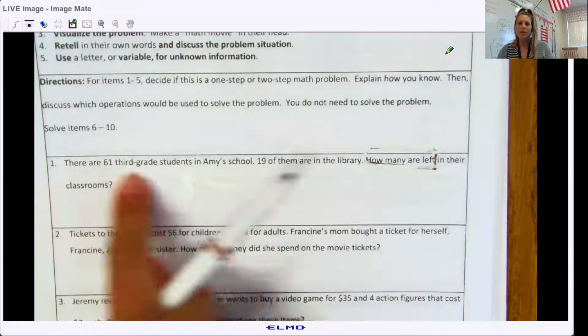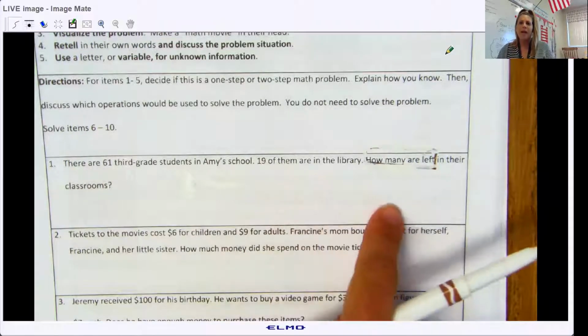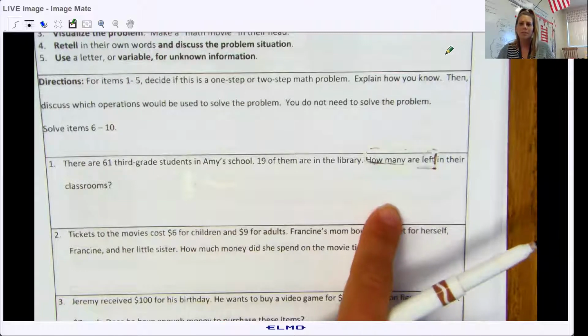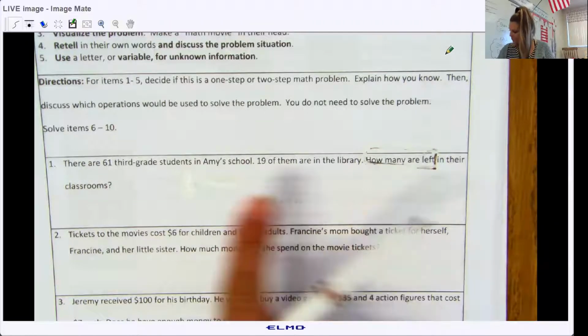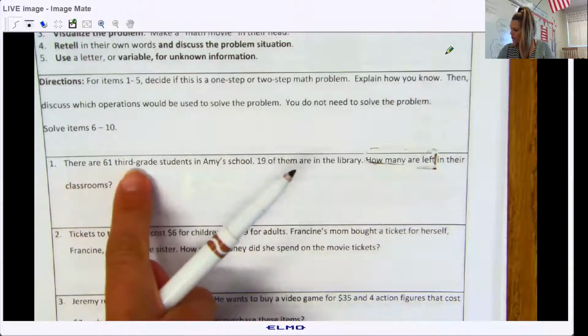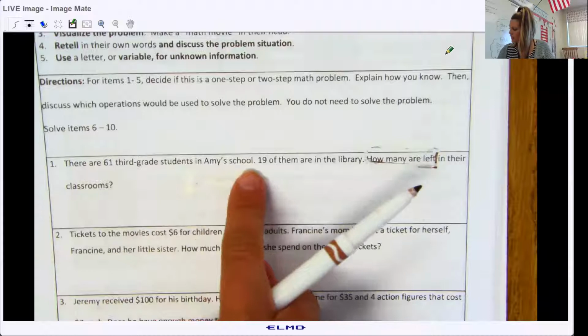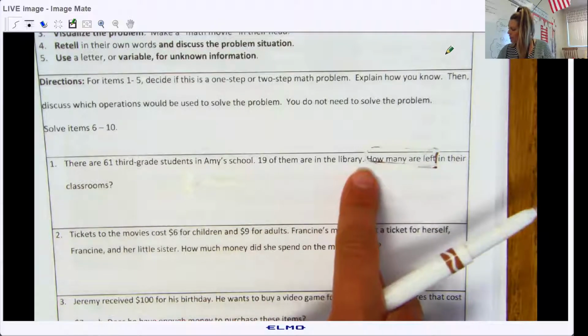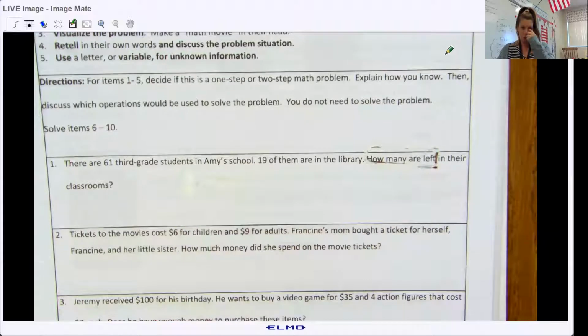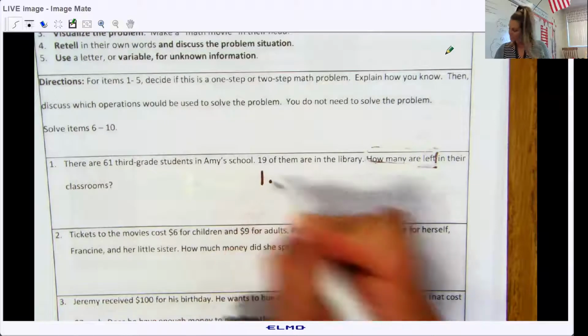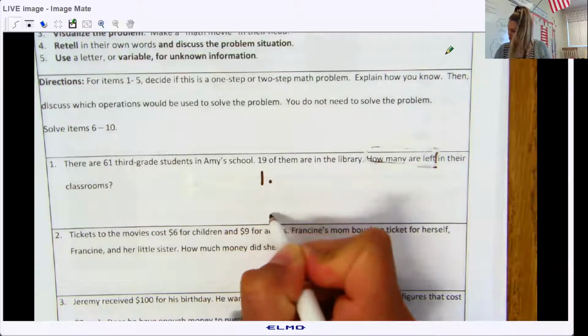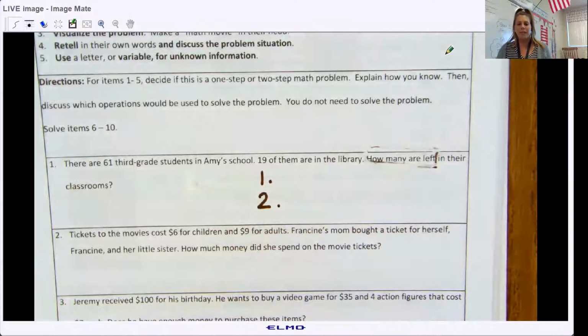Number one, as I'm reading it, think about the number of steps and think about what you can box as a keyword, okay? There are 61 third grade students in Amy's school. 19 of them are in the library. How many are left in their classrooms? Go ahead and think about one or two steps. You can write it down, one, or you can write two if you think there's two, and then box that operation, that keyword that helped you know. So hopefully you only put one step.